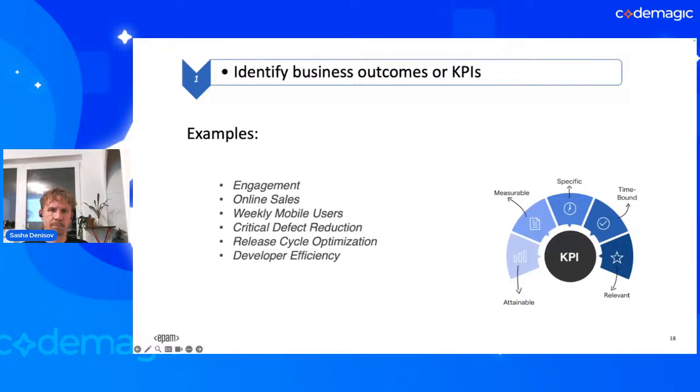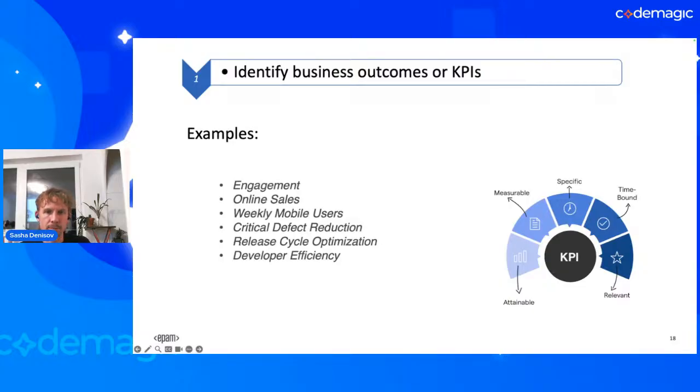There are some common examples, like engagement. For example, you want users to spend more focused time in your application. But be careful, this doesn't work for every industry. For example, in banking, high engagement might mean users are struggling, like taking too long just to log in.